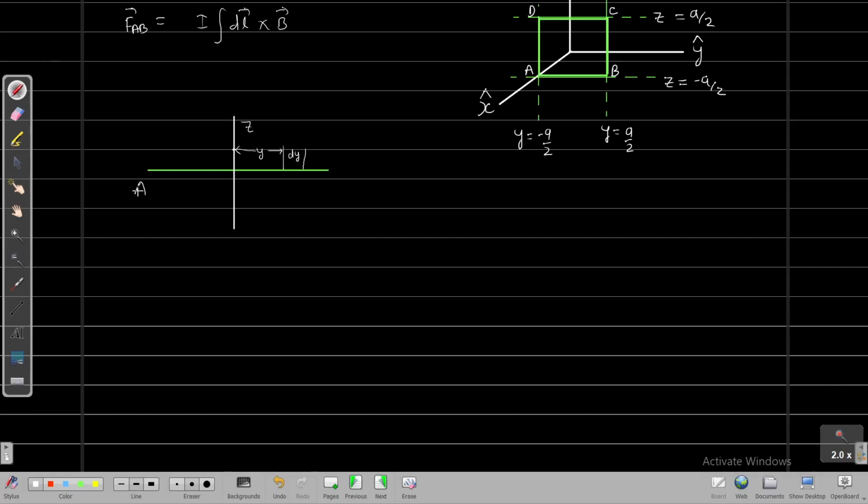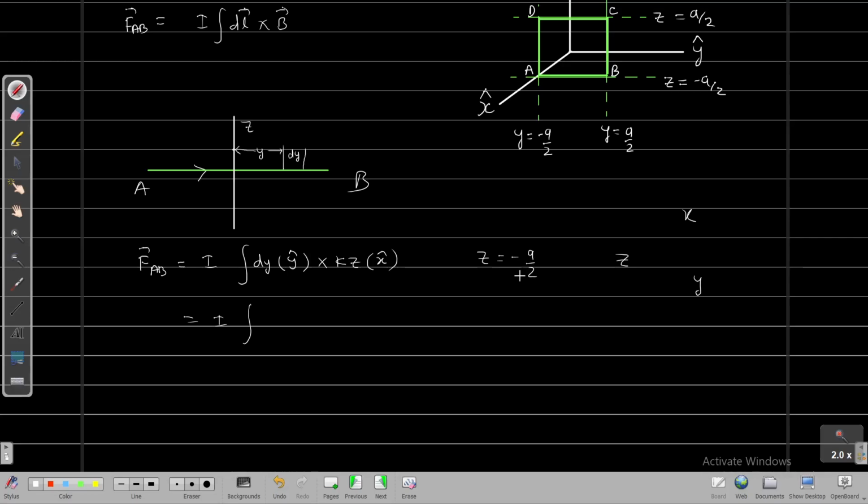Yeah, now this is AB, and the current is in the direction of this. Again, I am choosing dy from the z axis, so my limit will be from minus a/2 to a/2. So the force on AB is I times dy, the direction of current, y cap, cross kz x cap. Now, x, y, z, here I have z equal to minus a/2.